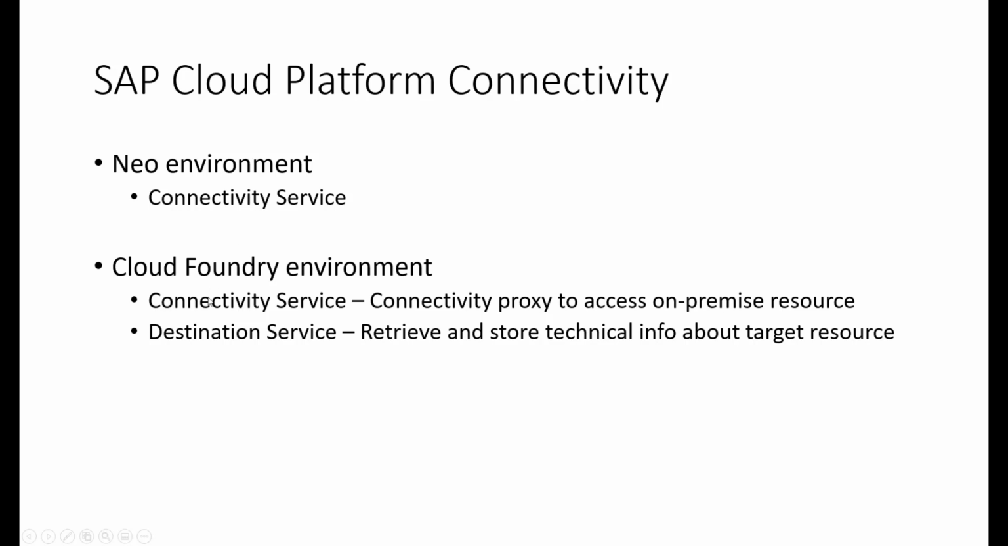There is the destination service, where we were able to store the technical information about the resources and all of that stuff. And then there was the connectivity service. So these two together in Cloud Foundry do the same job that the connectivity service in the Neo environment was doing. Let's look into what this Cloud Foundry destination service does in the next screen.